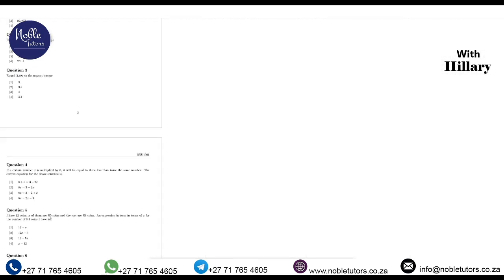On question number 3, they said round off 3,496 to the nearest integer. An integer is a whole number. It's a number without a comma. So in other words, we need to get rid of the comma. What do we do to get rid of the comma?